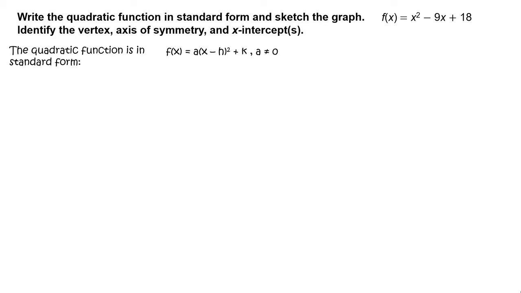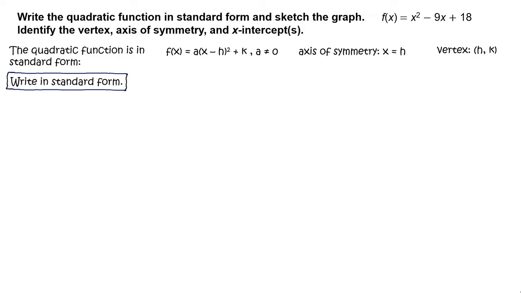First, recall the quadratic function is in standard form if it is written as f(x) = a(x − h)² + k, where a cannot equal 0. Then the axis of symmetry is the vertical line x = h, and the vertex is the point (h, k).